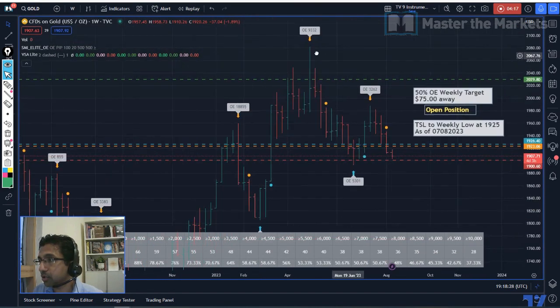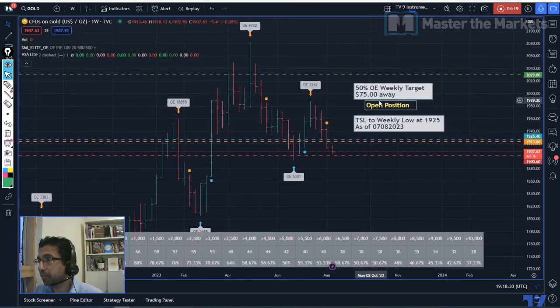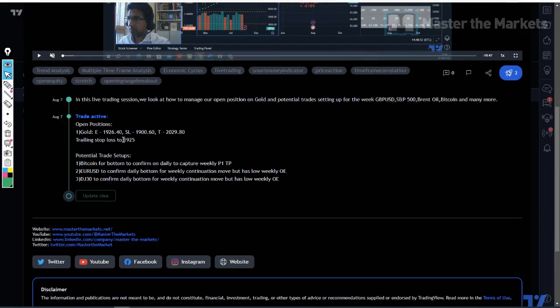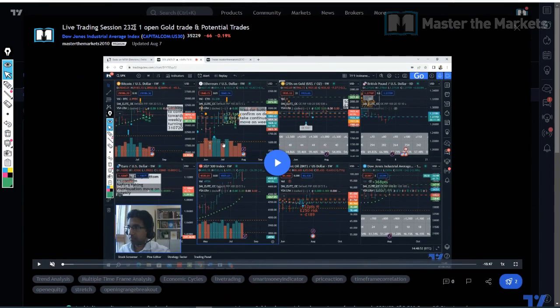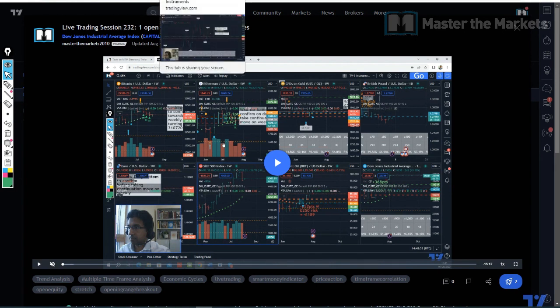Gold, on the other hand, traders, you can see we had an open position on gold, isn't it? Yeah. But the top got confirmed, so we did trail our stop loss last week as well. It's all recorded here in real time. Trailing stop loss to 1925, as you can see over here, on the 7th of August, when we published that recording, all in real time, not hindsight. Live trading session 232, which is where we looked at that one there.